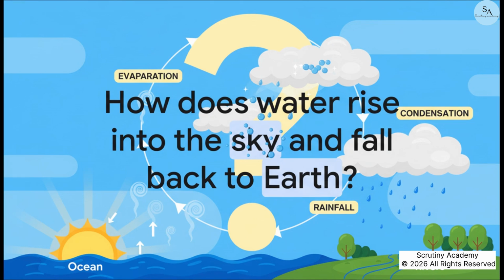I mean, it's a process we see all the time, but it still feels kind of like magic, doesn't it? How does water from oceans and rivers seem to defy gravity, rise up into the air, only to fall back down on us? So let's trace that exact journey together.